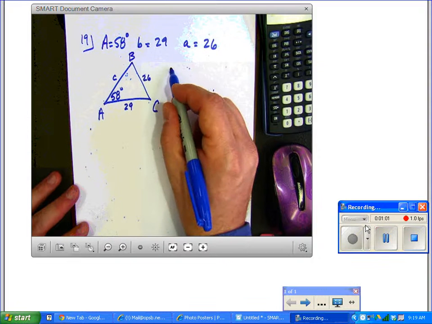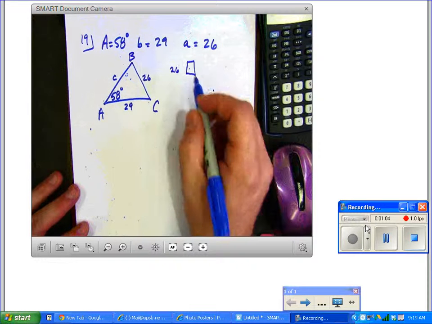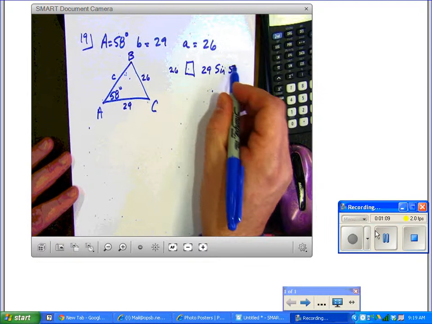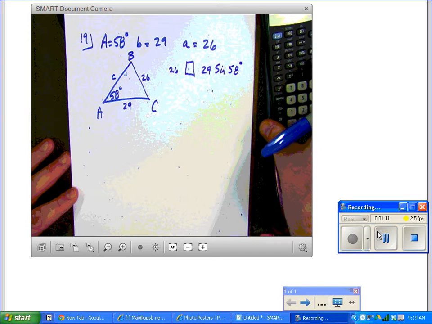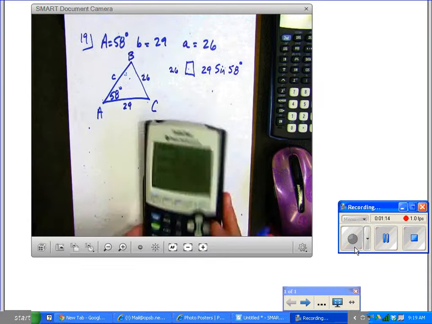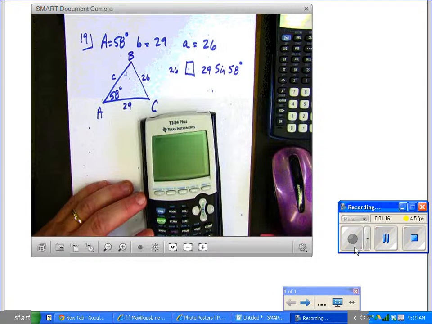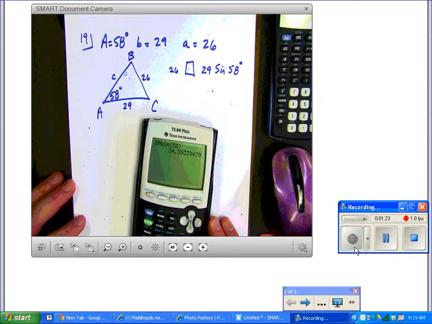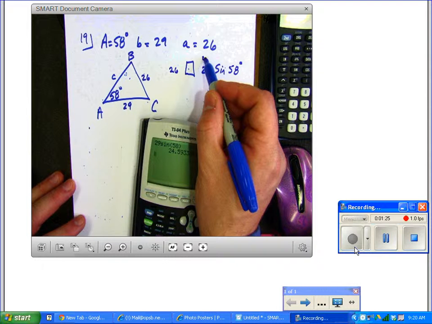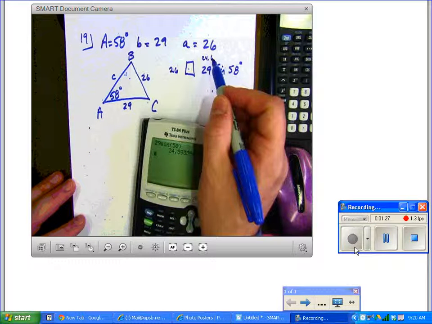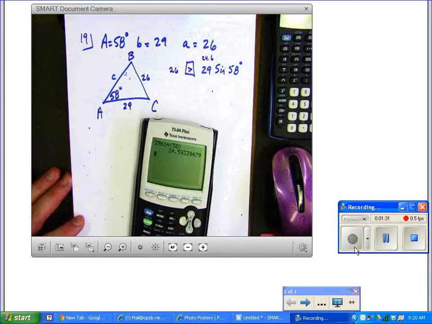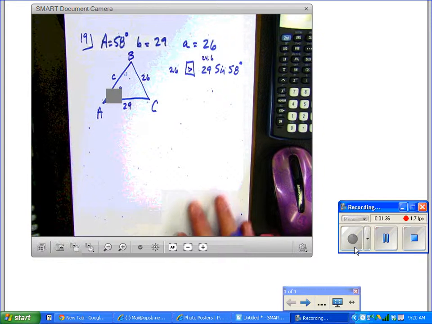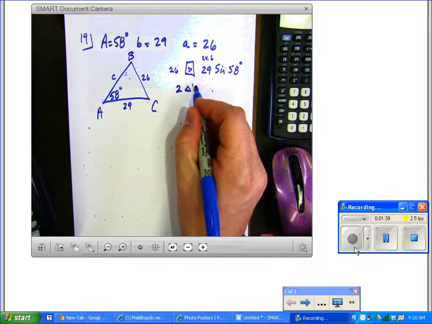How is 26 compared to 29 times the sine of 58 degrees? So what's 29 times sine 58? All right, 24.6. Oh, no, not again. Greater than? Why did y'all have to ask about this one? Two triangles, right? All right, here we go.